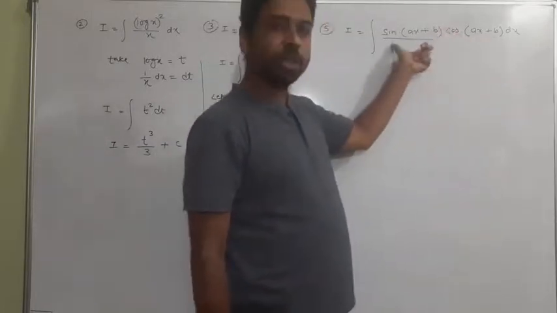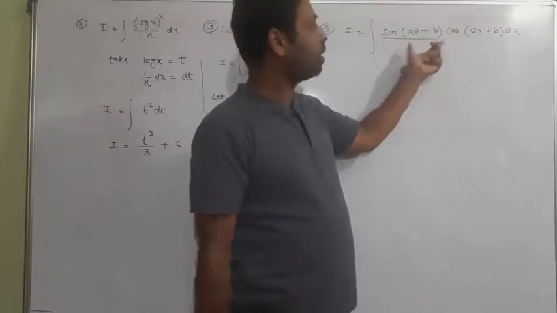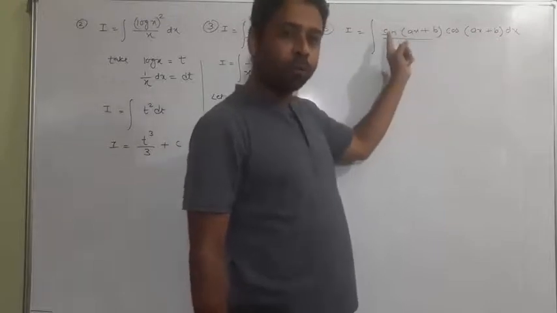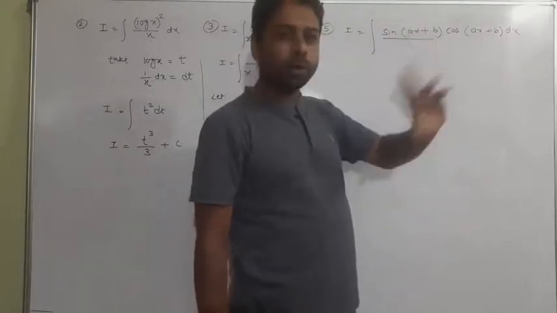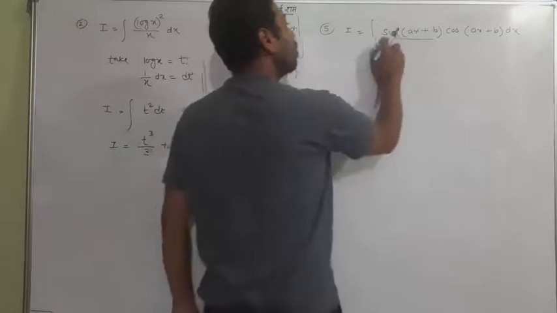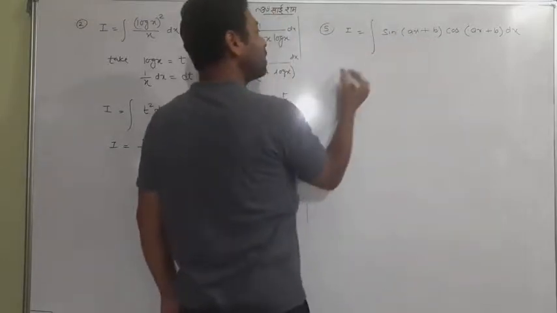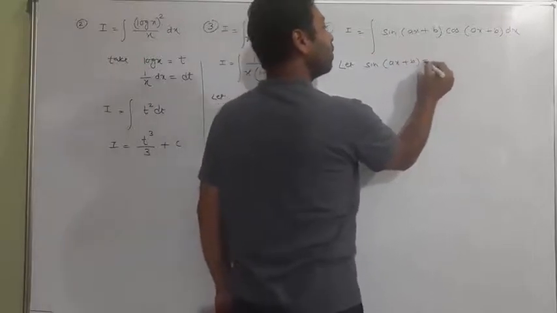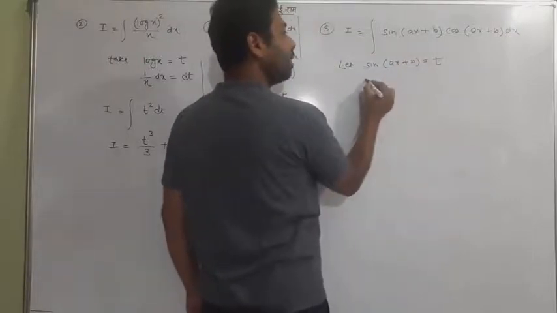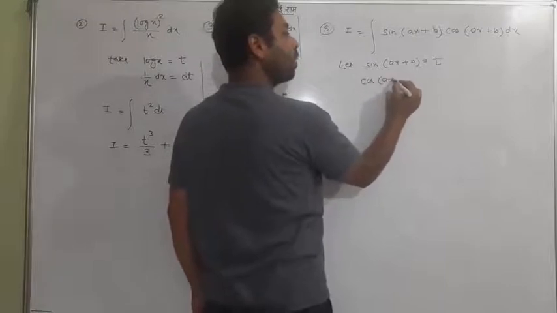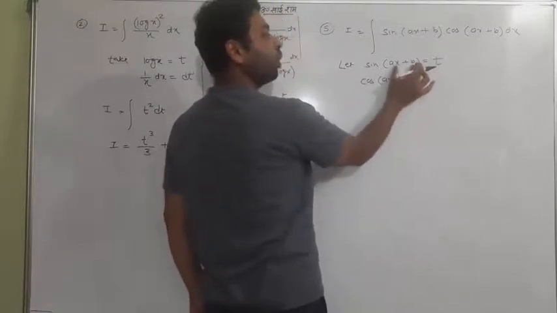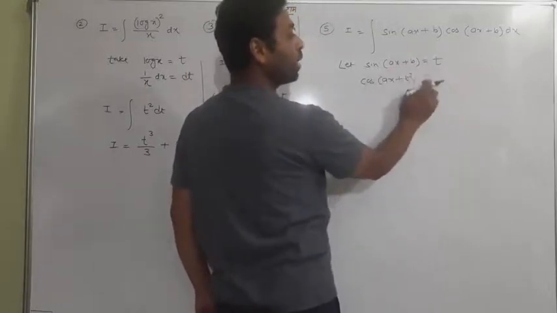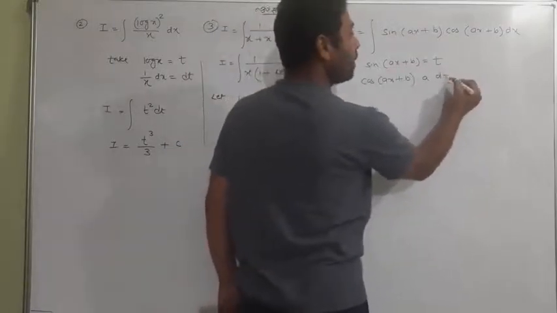So you can consider this as t. Also you can consider cos(ax+b) equal to t, because differentiation of cos will be in the form of sine. So you are free to take any one as t. For simplicity, I let sin(ax+b) be t. Now differentiation of sine is cos(ax+b). Again, differentiation of ax+b by chain rule is a, and we write a dx equal to dt.